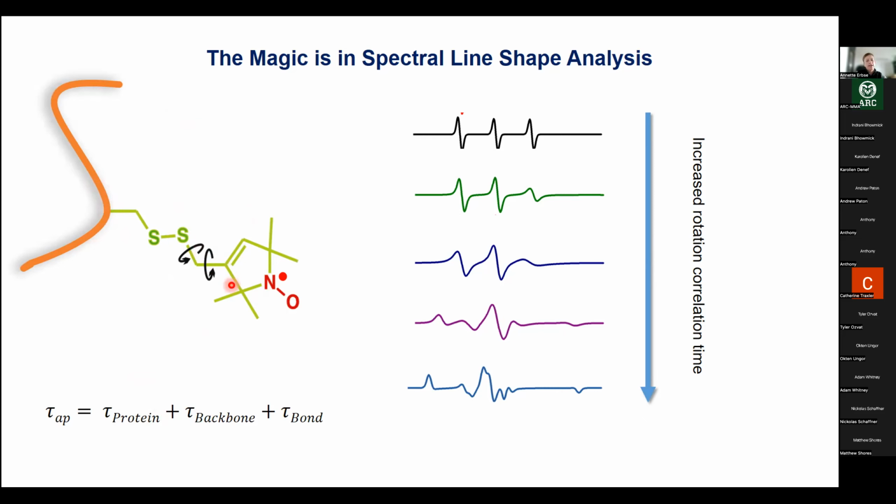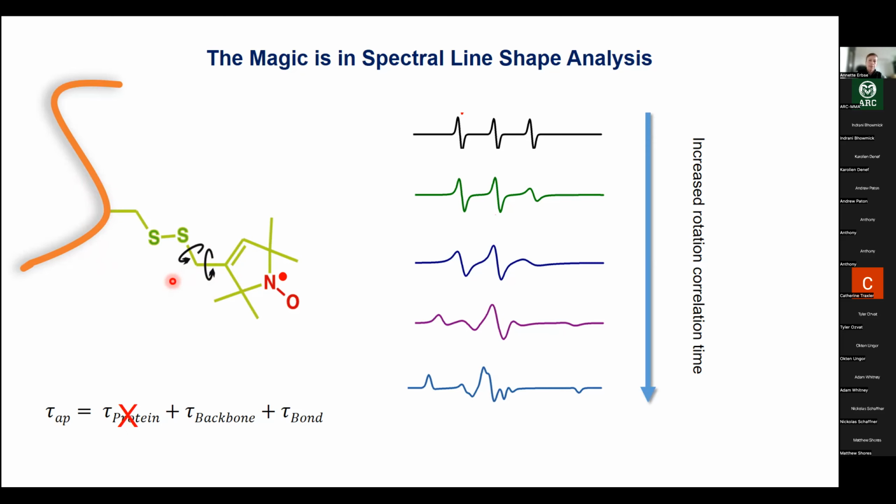Now for EPR, we actually take this out of the equation by making the whole thing tumble so slow that it's not visible on the EPR timescale. And that would be a rotation correlation time of more than 20 nanoseconds. For big complexes and proteins, that's not a problem. For smaller ones, people usually add either 30% sucrose or 25% Ficoll to make it tumble slower. And at that concentration, it does not affect backbone fluctuations or rotations around bonds.